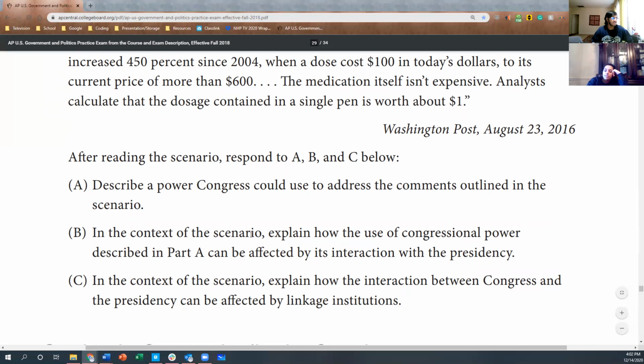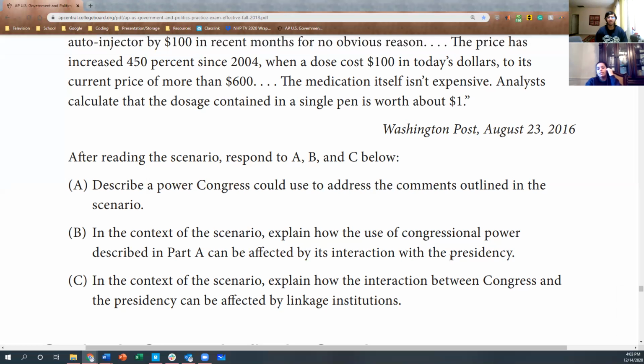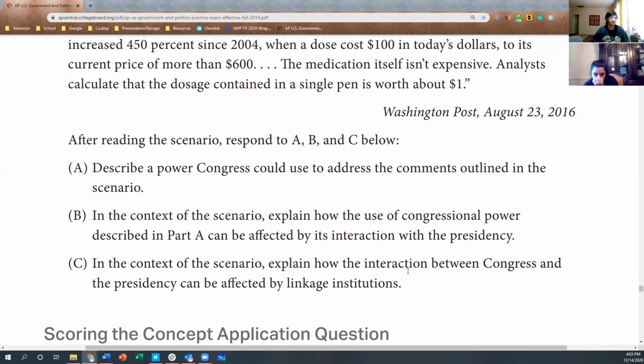In the context of the scenario, explain how the use of congressional power described in Part A can be affected by its interaction with the presidency. It's like the president enforcing the law, Congress creating the law, then the president is the one obviously enforcing it. I think you can also bring in divided and unified government here if you wanted to, and talk about how if same party, more productive, different party, less productive. And yes, like you said, they can refuse to enforce it.